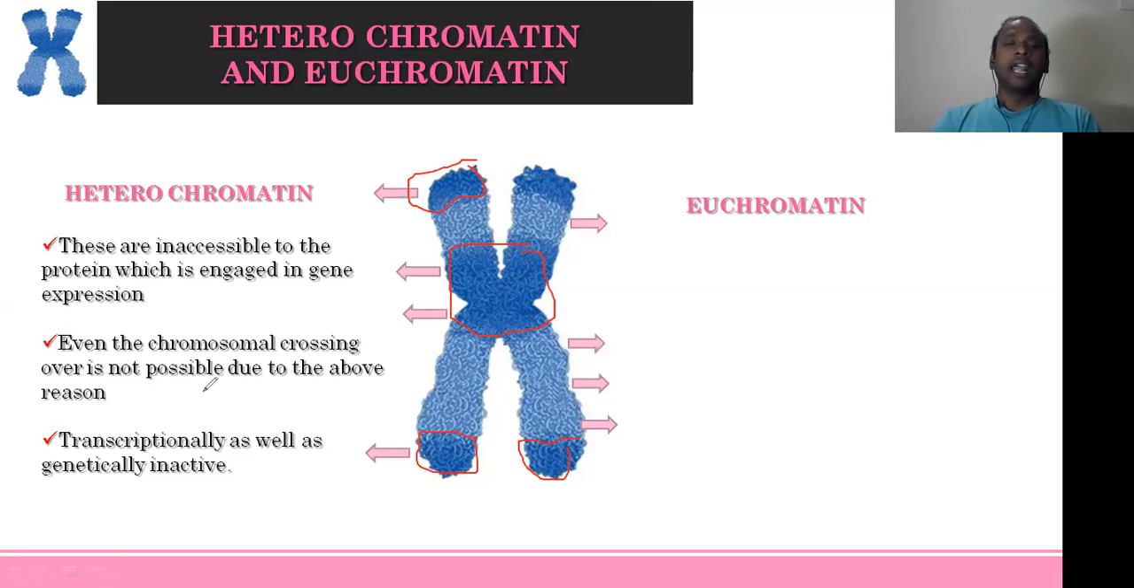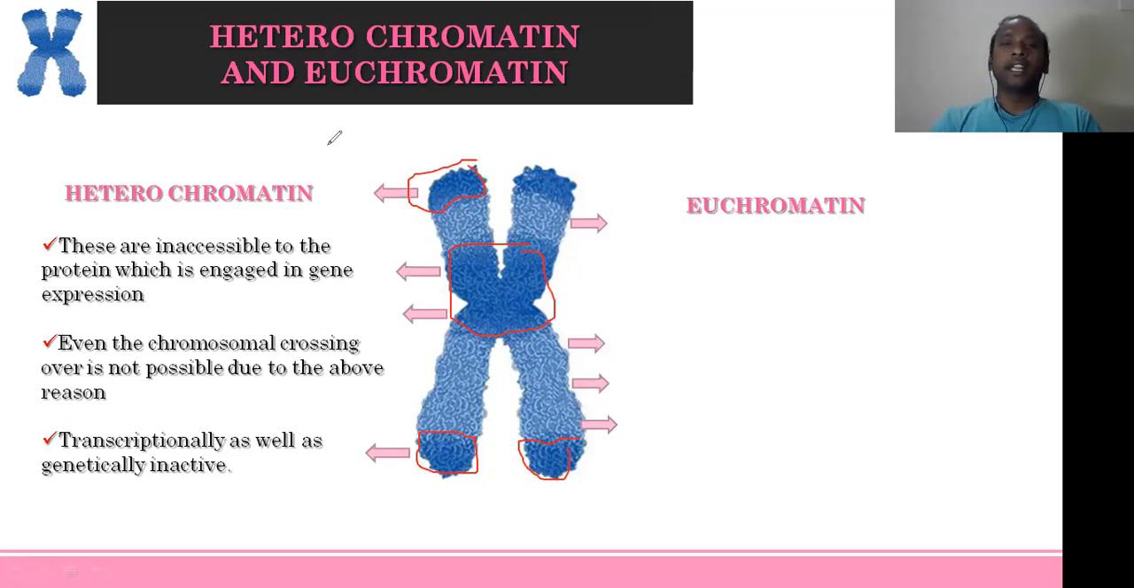The second is that chromosomal crossing over is also not possible because of this tightly packed nature. And obviously this region is transcriptionally as well as genetically inactive, because for any gene to be expressed, certain enzymes have to go and bind to the DNA and carry out expression, right? That cannot happen in heterochromatin, which is why it is transcriptionally as well as genetically inactive.